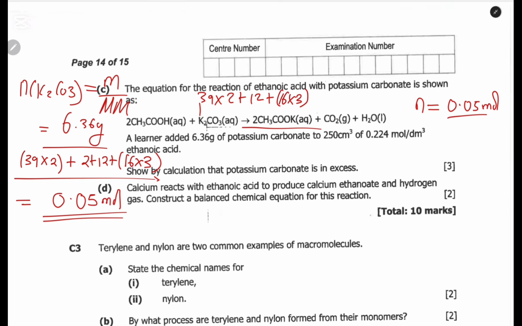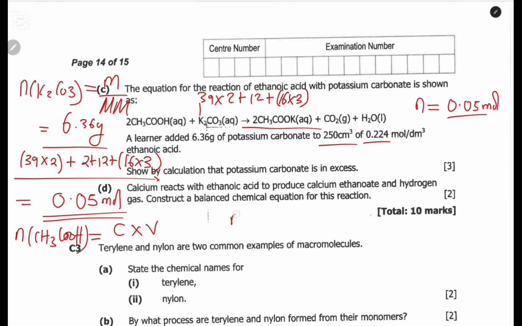Okay, then let us find the number of moles of ethanoic acid. Now, for us to find the number of moles of ethanoic acid, we are not going to use the given mass, because on ethanoic acid, what we are given is the volume and molality, or concentration. So we are going to use concentration multiplied by volume.